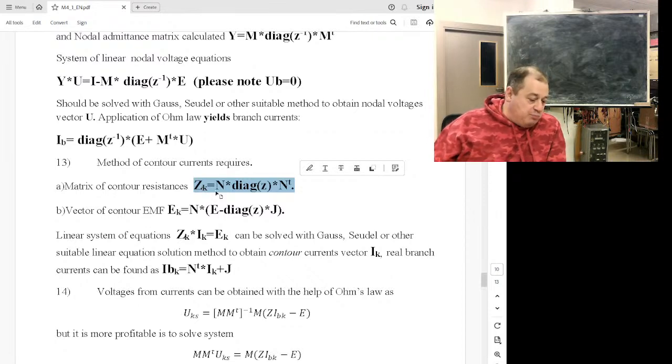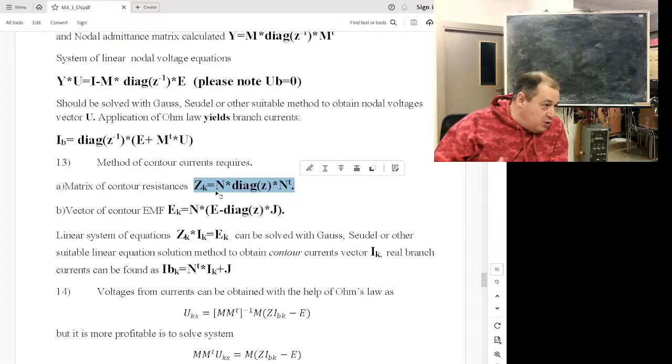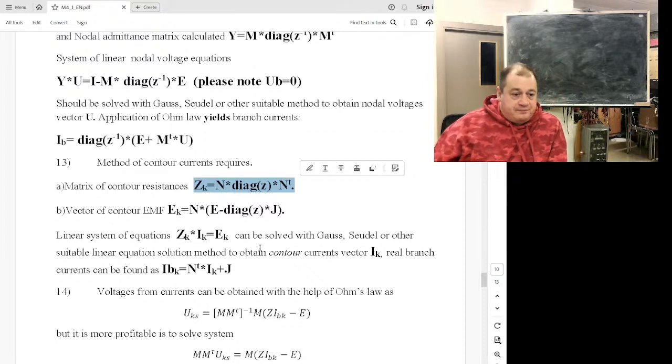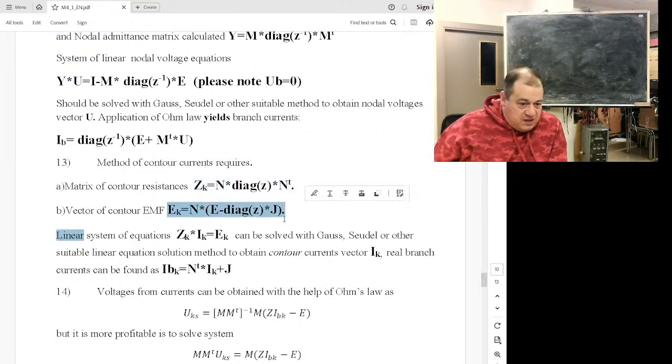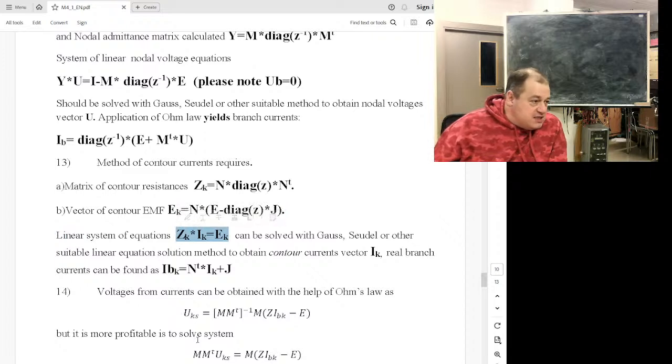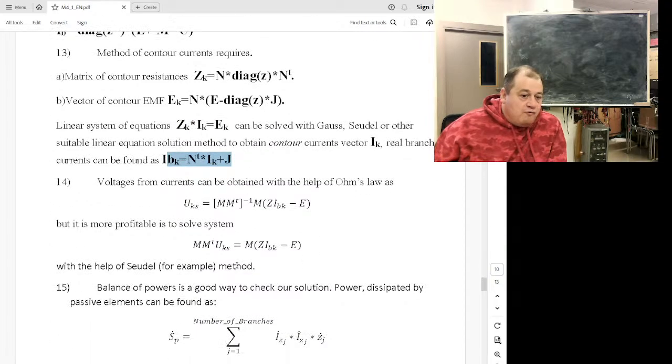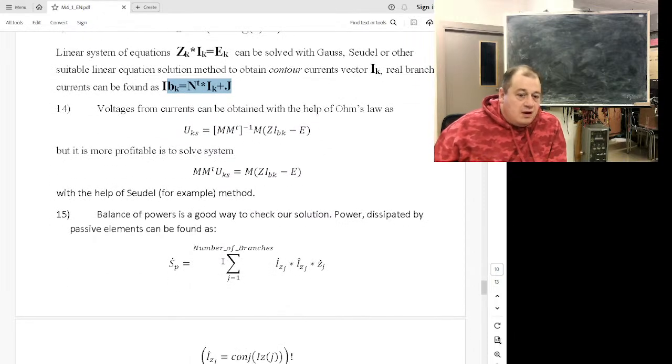With the help of this symbolic technique, I extend topological analysis of DC networks to AC space. Contour EMF, easy. Linear equation system, easy. Branch currents, easy. Voltages, easy. One moment, powers. What about power? If I multiply simple voltage by current, I will receive nonsense.